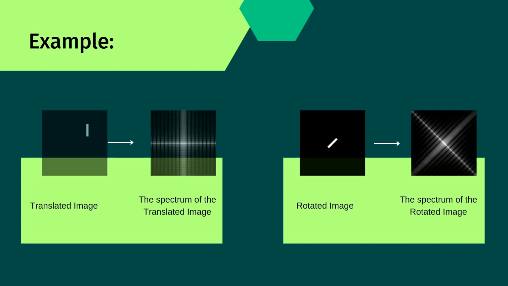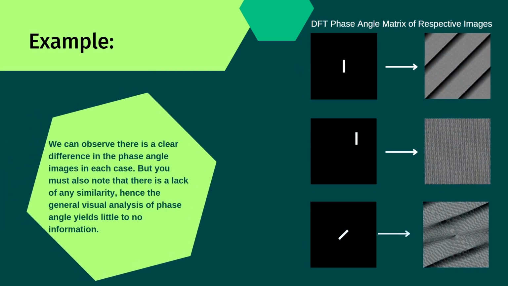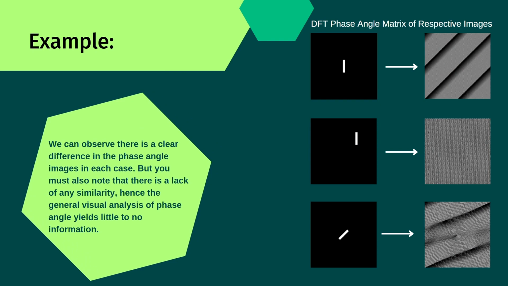As we can observe, the original image is very different from the translated image. Yet, if we get the same resultant spectrum, then there must be a difference in the phase angle. We can confirm this by plotting the phase angle of the different images. As we can observe, there is a clear difference in the phase angle of the images in each case. But you must also note that there is a lack of any similarity. Hence, the general visual analysis of phase angle yields little to no information.